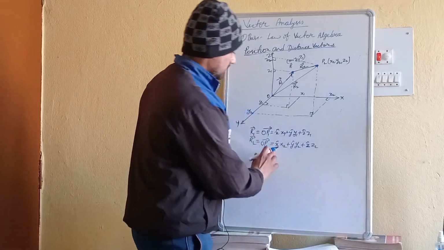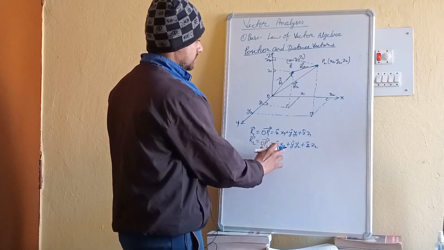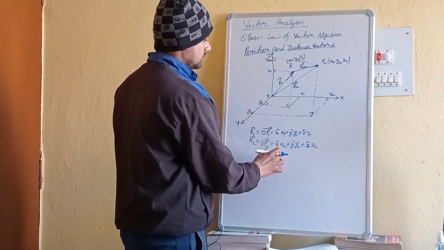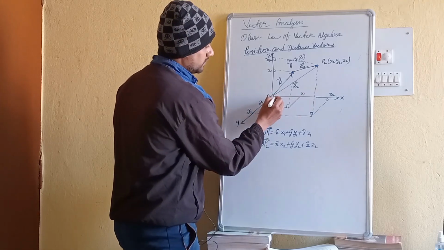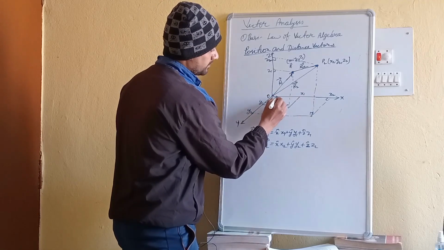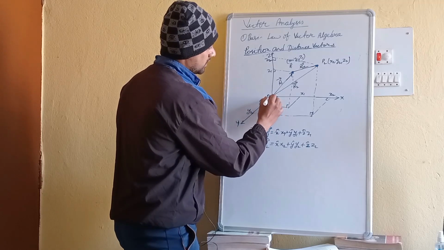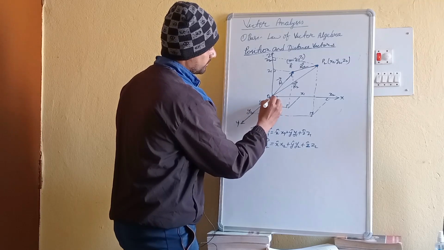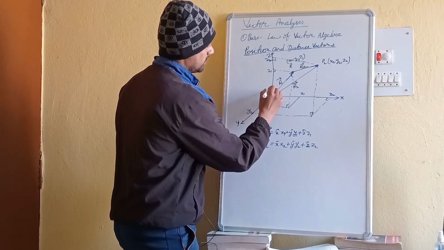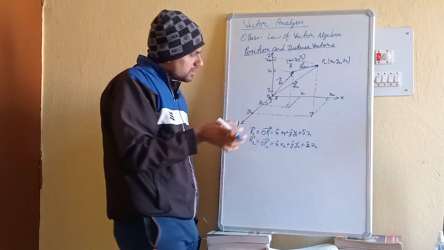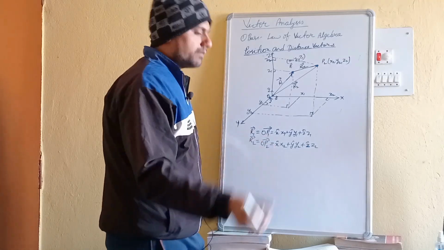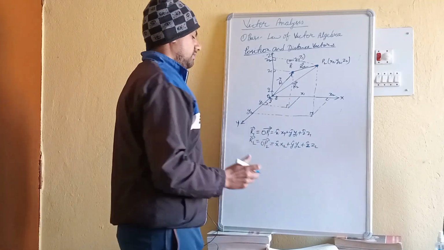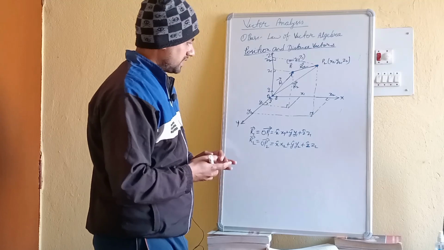Now you can see here clearly, x cap means the unit vector along the x-axis, and here you have y cap, and in the same way here z cap. It means along these three different axes, the unit vectors are represented by these x cap, y cap, and z cap.